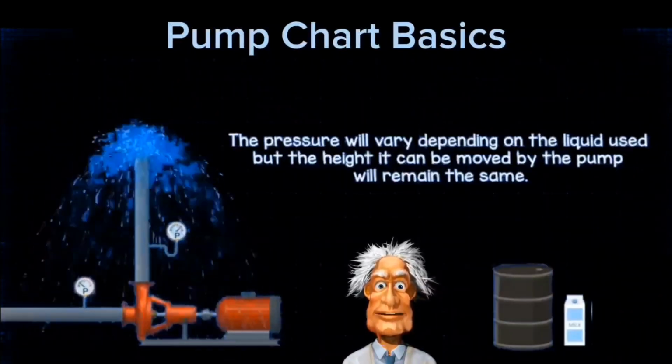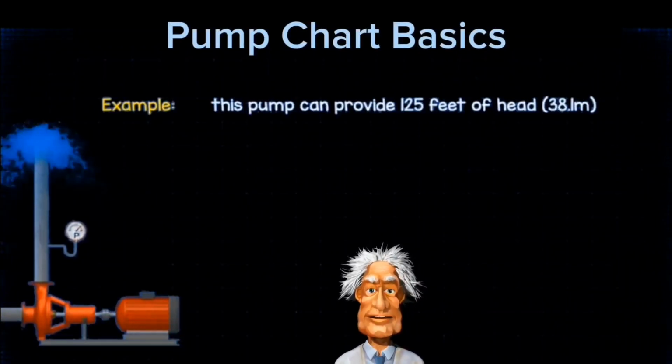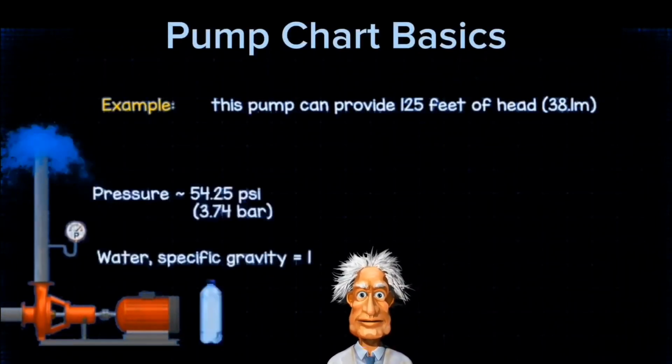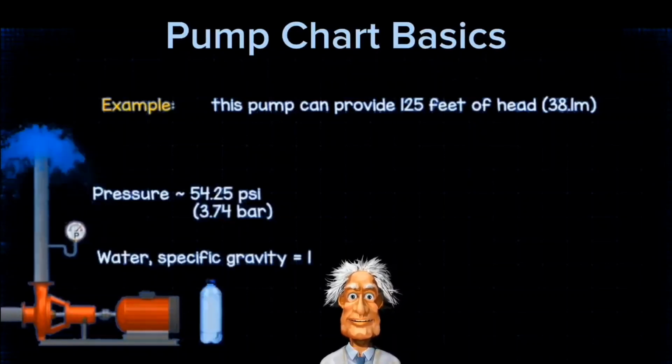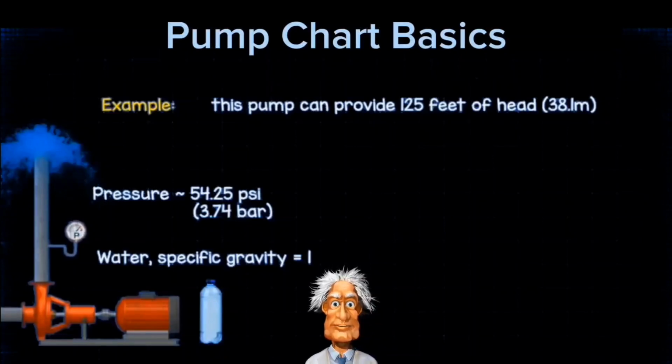For example, we have this pump which can provide 150 feet of head. If we use it to pump water, the pressure will be around 54.25 psi, but if we use it to pump milk, then the pressure will be around 56.15 psi.